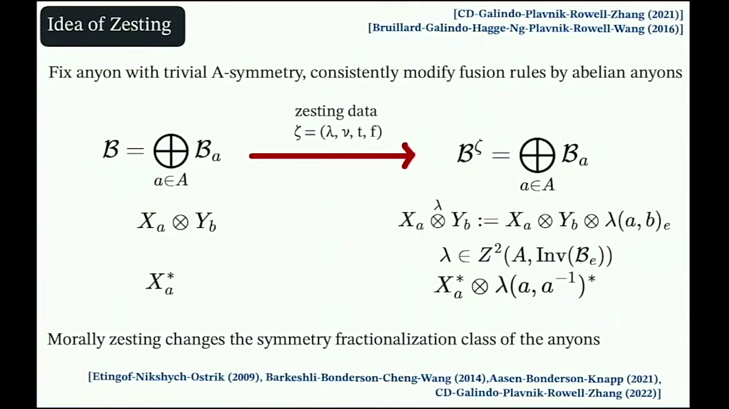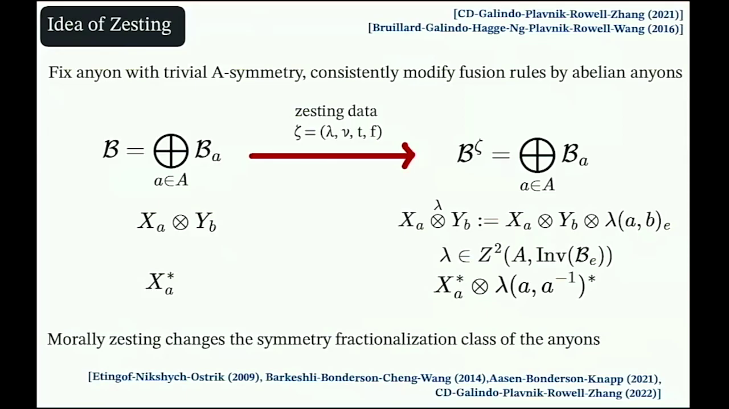But let me tell you the main idea, because the main idea is not too hard to get on board with. In order to make this machine go, I'm only going to be thinking about modular fusion categories. I need it to have an A grading, which I want us to think about as a trivial asymmetry. And I also need to have some abelian anyons lying in the trivial component of that grading. And if I have both those things, there's something you can try to do.